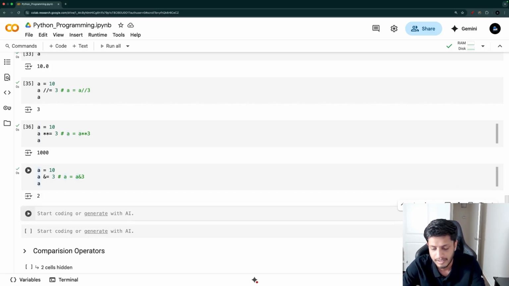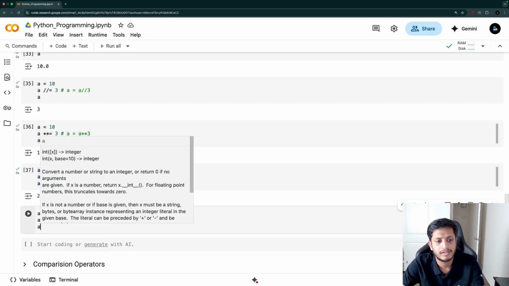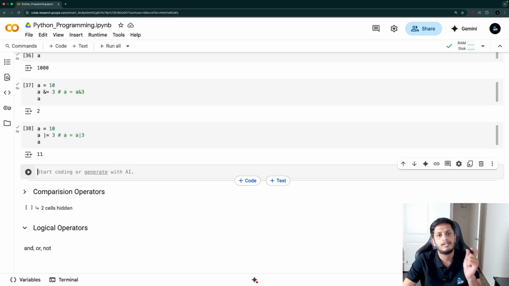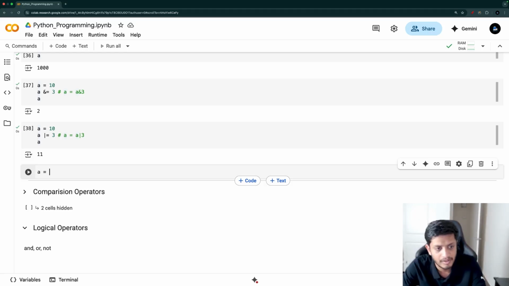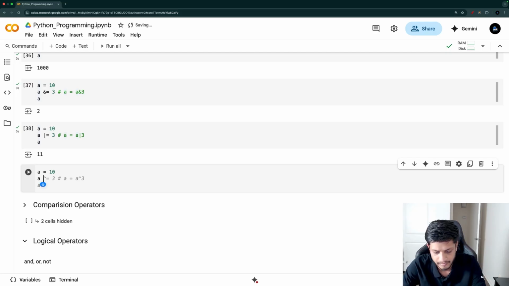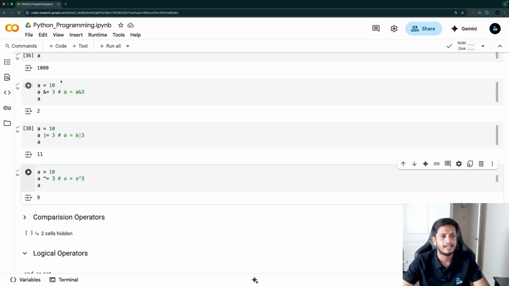We already know this. Now similarly, if we do it for OR, a OR equal to 3. So here what will happen? a will become 10 OR 3, which is 11, okay. So a OR equal to 3 means a is equal to a OR 3. This is something that we have already seen. Now let's do the same thing for XOR. Okay, so now a will become 10 XOR 3, which is 9.